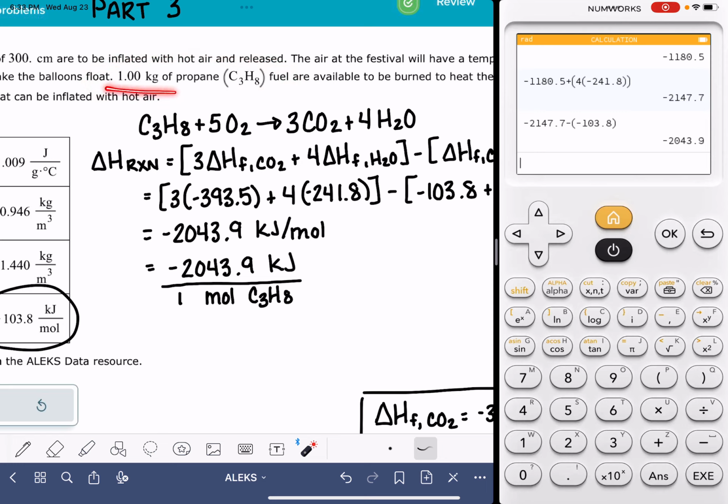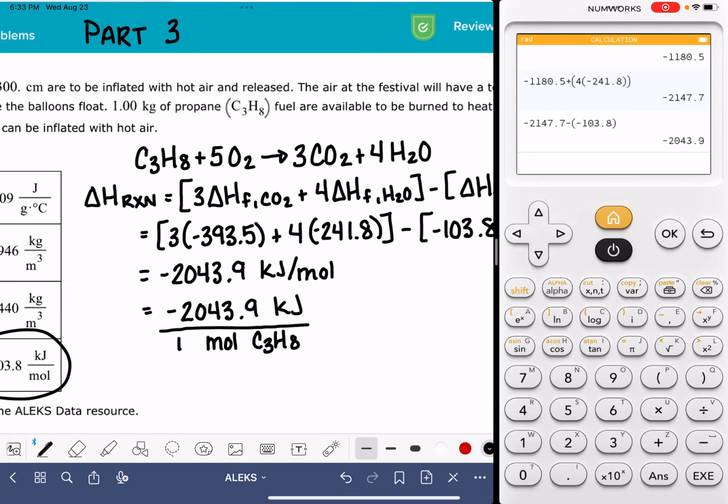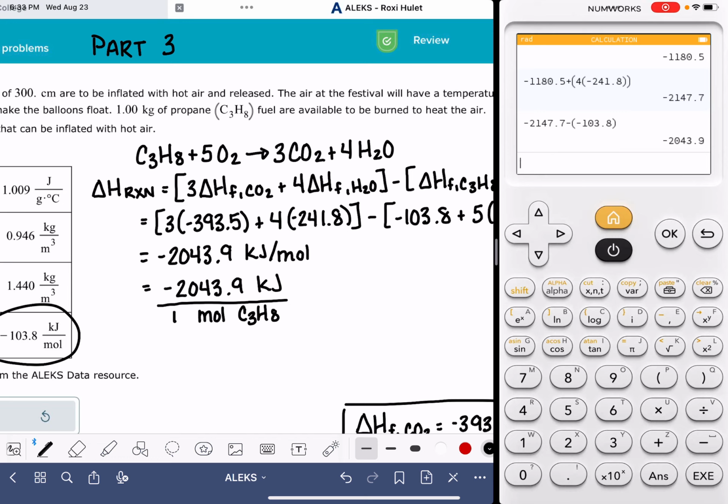So our next step is to take this 1 kilogram of propane, figure out how many moles that is, so that we can multiply this number by however many moles of propane we have, and that's going to give us the exact amount of kilojoules that are going to be released when all of this propane burns. So let's take a minute up here. I'm going to just fit it in up here. Let's do a gram to mole conversion for the propane.